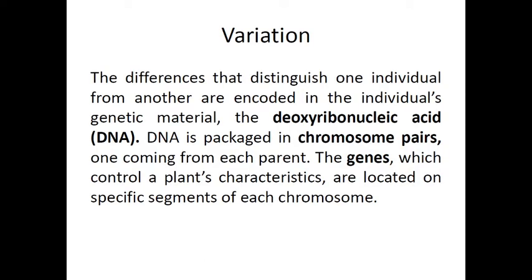Before going into detail about genetic markers, we should understand what variation is. Variation is nothing but difference in the characters of different individuals, a difference in the various sets of morphological, anatomical, cytological, and biochemical characters existing between two different plants. These characters come into existence because of the genes. Genes are made up of DNA, and DNA is packaged in a chromosome pair.